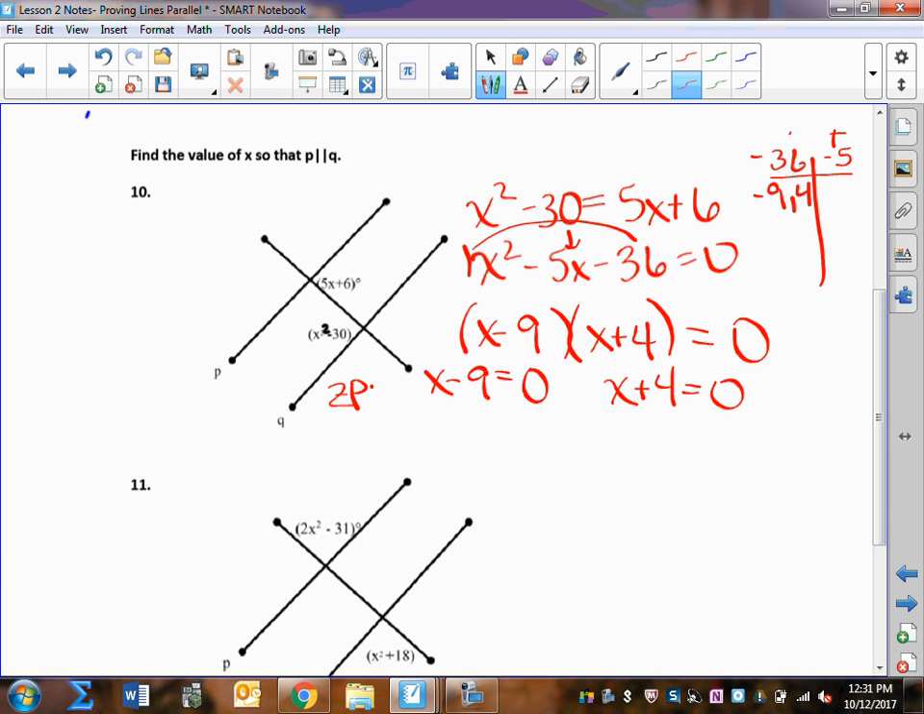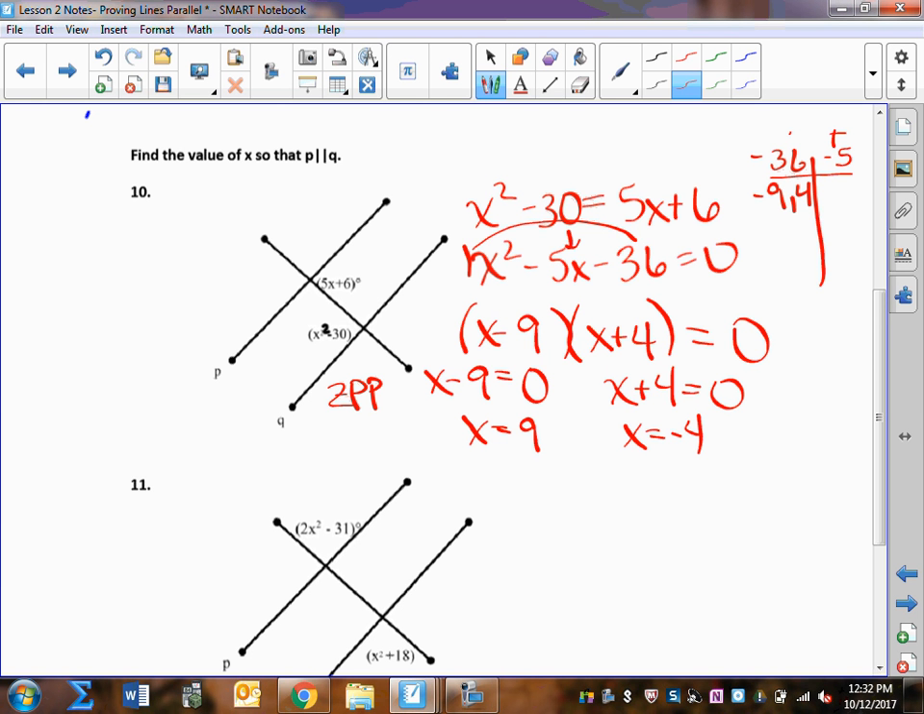Zero product property: two things multiplied together equal to 0, at least one of them must be 0. So we have our potential answers of 9 and negative 4. But we're in geometry. Can I have negative angles? No. But be careful. Just because x is negative doesn't automatically mean we cut it out. We have to check it back with our situation.